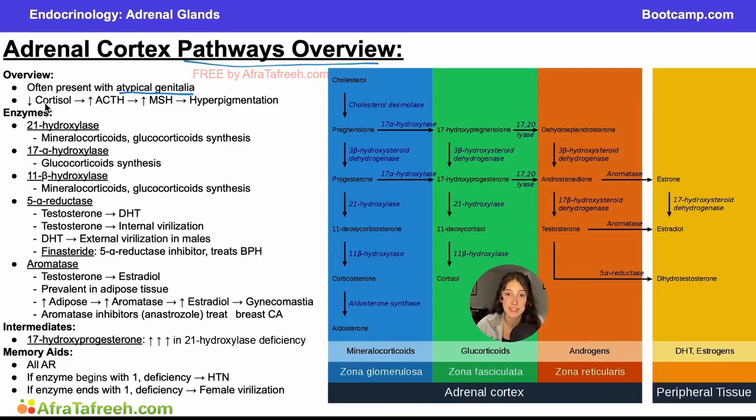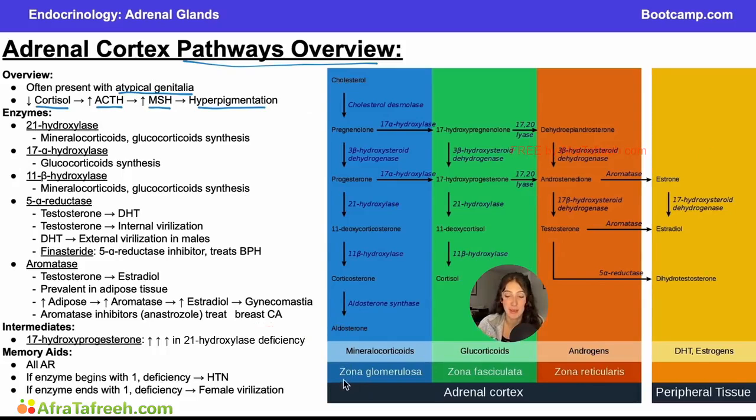And then most of these differences of sexual differentiation are going to result in decreased cortisol. As a result of this decreased cortisol, we will have elevated ACTH, which is made by the POMC gene, which also encodes MSH, or melanocyte stimulating hormone. As we have more MSH released with these increasing levels of ACTH, you may see hyperpigmentation in these patients as well. Now, before we dive into the individual enzymes, let's quickly run through this pathway.